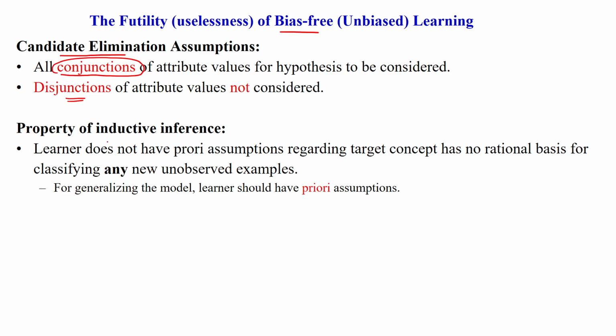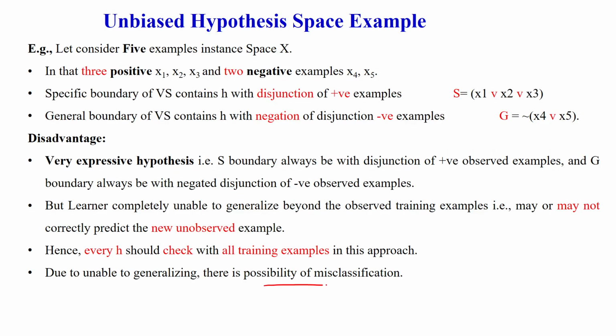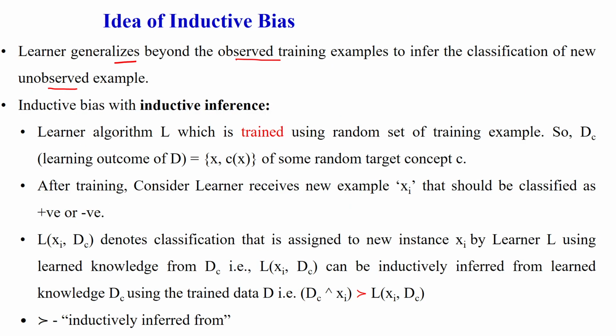So the idea here is to generalize the model with prior assumptions to overcome these two disadvantages of the biased-free system. Because of that issue, there is a possibility of misclassification in the given learning system. So the inductive biased learning system is defined based on inductive bias with inductive inference. Here the learning system L is trained using a random set of training examples.